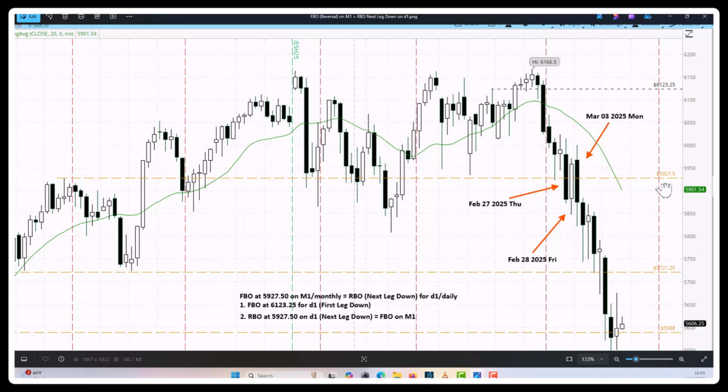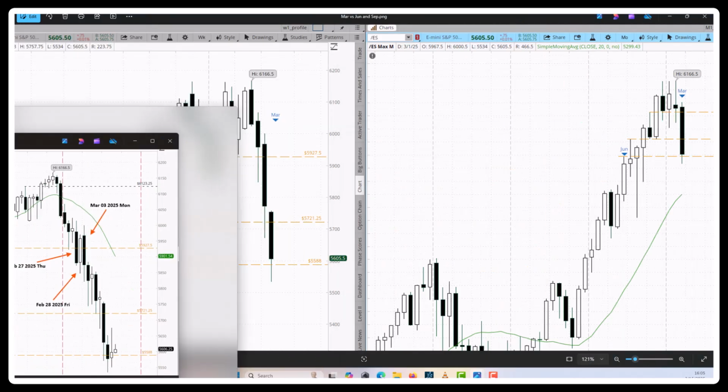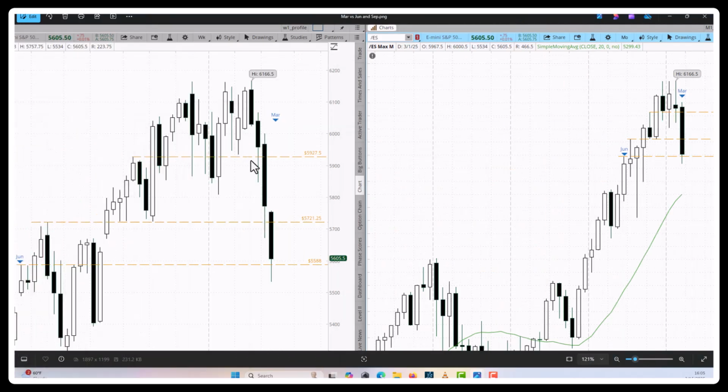So at this level, 59.27, we can see that on the daily time frame, it becomes a real breakout. You see that? So a fall breakout on the monthly manifests itself as a real breakout on the daily. On the weekly, you don't see that much. On the weekly, you cannot formulate a real breakout or a fall breakout. Basically, it's hard to say right here.